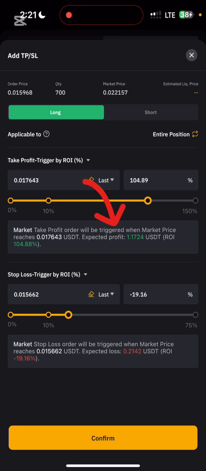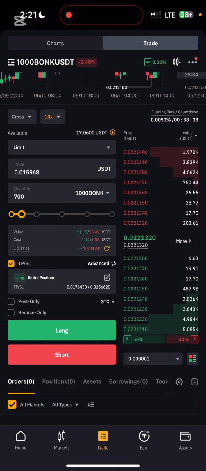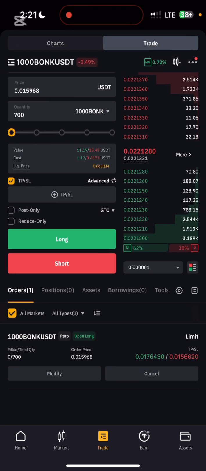So I'm expected to take profit of $1.17. You understand? After writing this, you make sure it is correct. You make sure you input the correct number shown on the signal. So you click on confirm. After clicking on confirm, you long, since the signal said long is to buy, short is sell. You understand? So you long. As you can see, I've placed my order already.